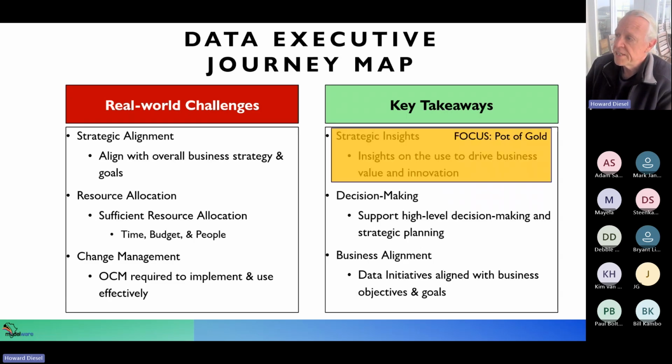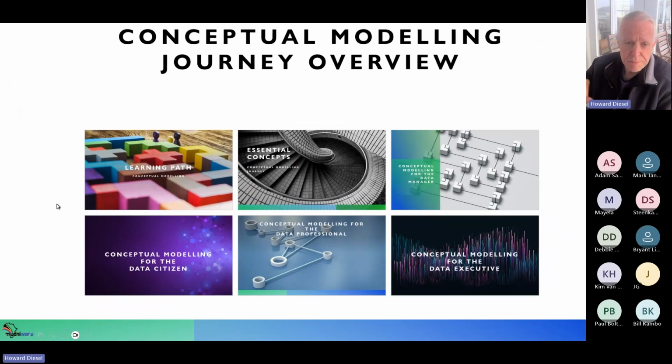Okay, and the data executive, the area that's important for him is strategic insights, insights on how to use it to drive business value and innovation. Okay, so how would we use that scenario? And I'll actually address some of that today in the last section.